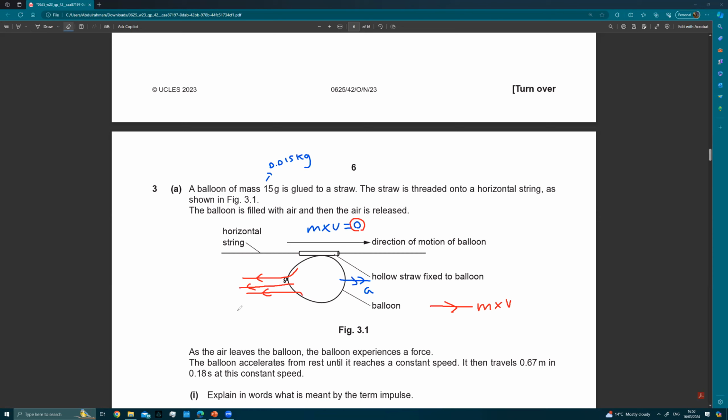So the air has some momentum. Let's call it m times v for the air. Now, the air has a momentum to the left, and the momentum of the air is equal to the momentum of the balloon plus the straw, because it's both the balloon and the straw that are moving. So actually, the momentum is conserved because of the momentum of the balloon plus the air, minus the momentum of the air that's leaving in the opposite direction. If you add up these momentums, it will give you 0 because they're traveling in opposite directions and have the same magnitude. So how would we phrase this?